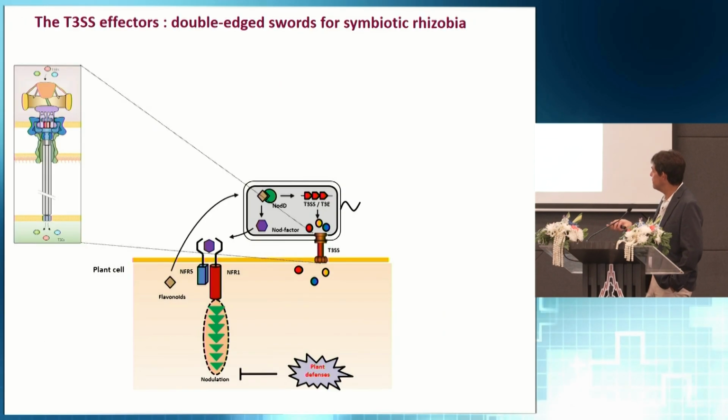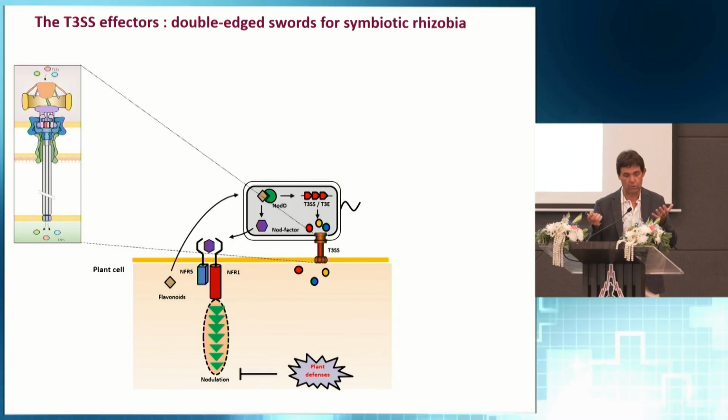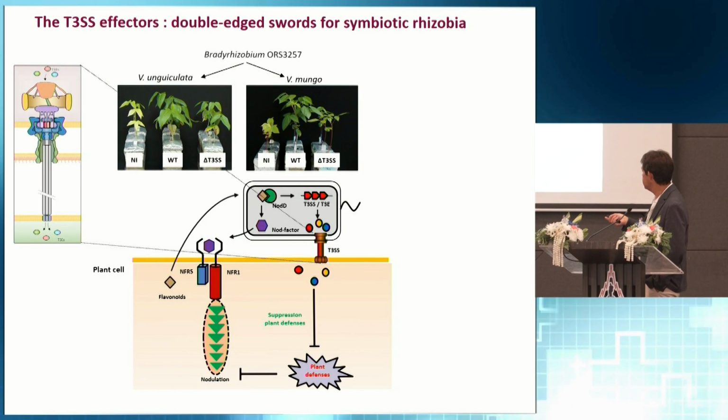So what is exactly the type 3 secretion system? This is a very complex nano-secretory machinery that looks like a nano-syringe. And this secretory machinery permits the injection of effector proteins directly into the host cells. And so the rhizobium effectors most of the time act as pathogenic effectors and can modulate the immune system of the host. And so depending on the host plant, it is observed that the type 3 SS can play a dual role. First, this type 3 SS can suppress the plant defense reaction and so promote the nodulation.